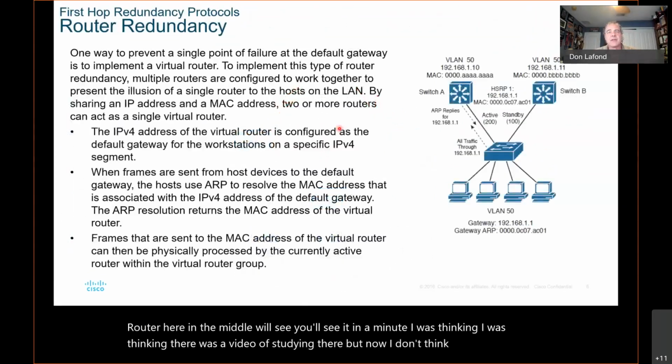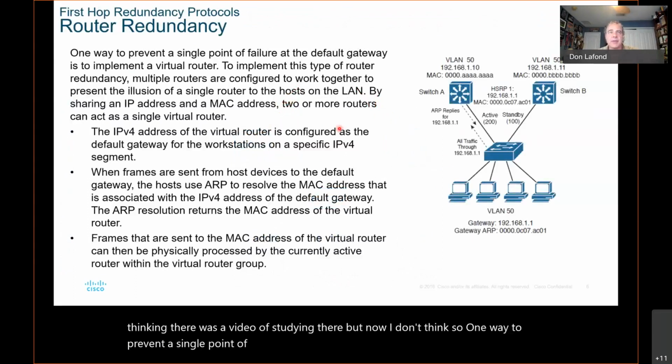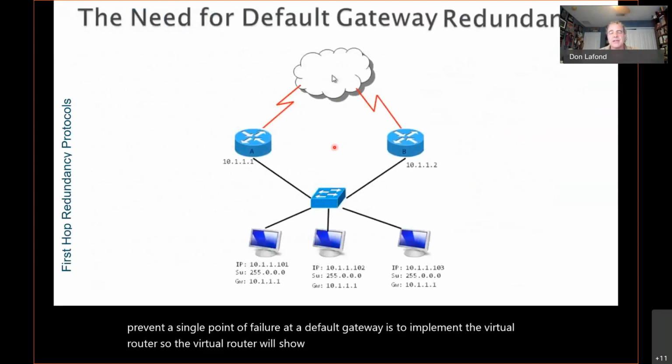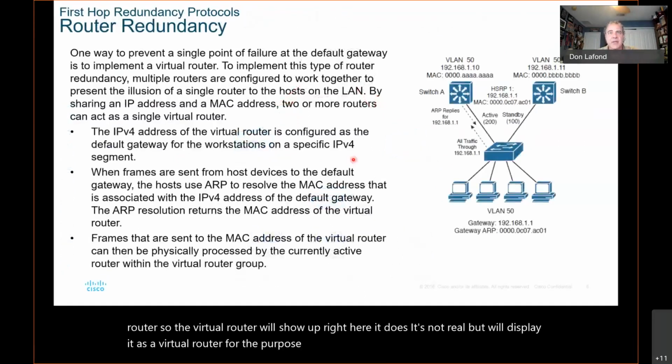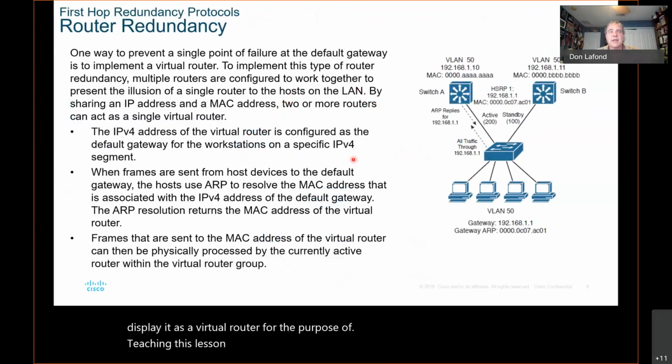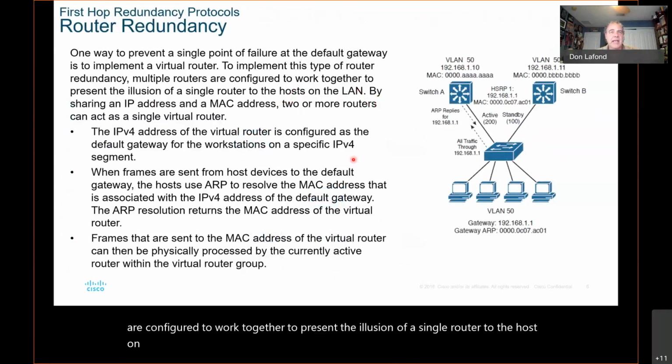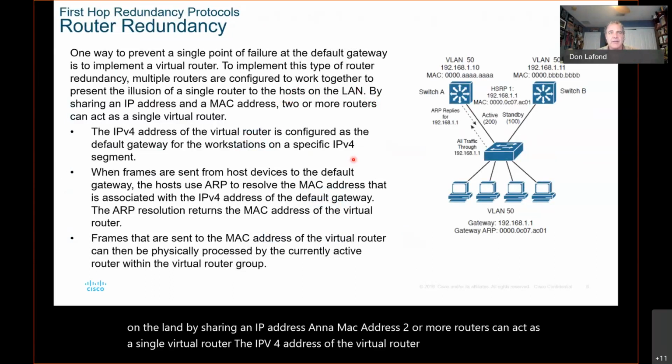One way to prevent a single point of failure at a default gateway is to implement a virtual router. The virtual router will show up right here. It's not real, but we'll display it as a virtual router for the purpose of teaching this lesson. To implement this type of router redundancy, multiple routers are configured to work together to present the illusion of a single router to the hosts on the LAN. By sharing an IP address and a MAC address, 2 or more routers can act as a single virtual router. The IPv4 address of the virtual router is configured as the default gateway for the workstations.